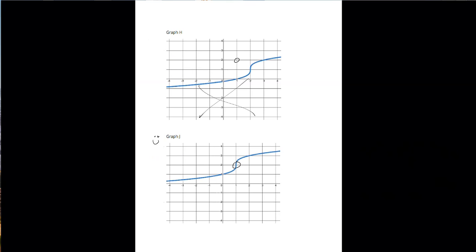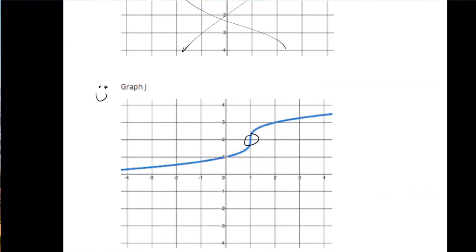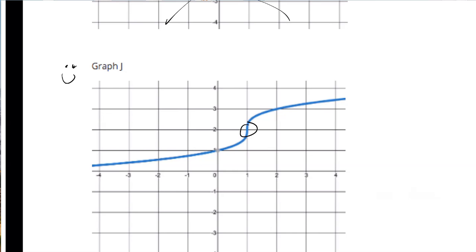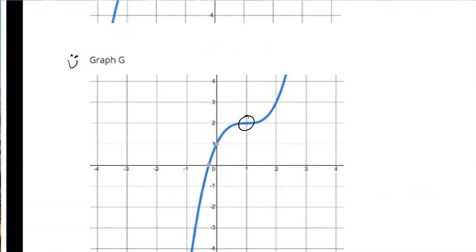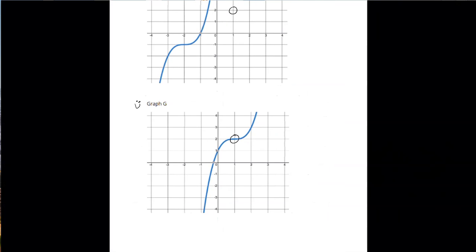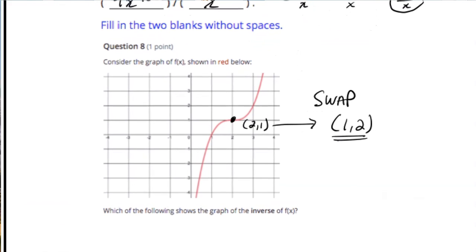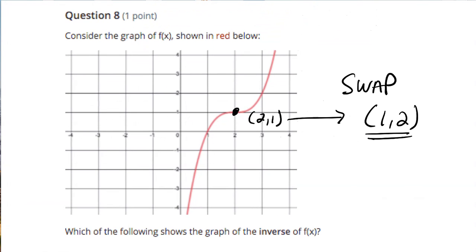Okay, so we have 2 options. We have the J graph, okay, take a look at that. And we have an option of the G graph. Okay, take a look at that one. So let's check out, do we know any other points on this graph?